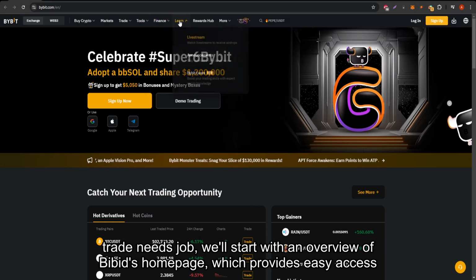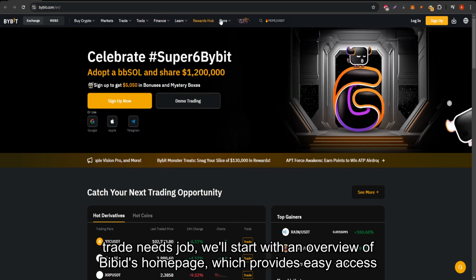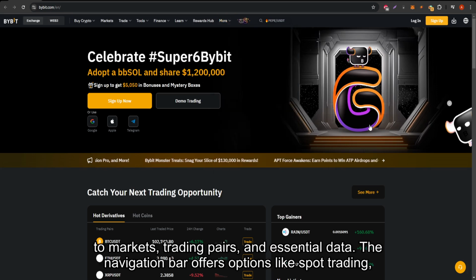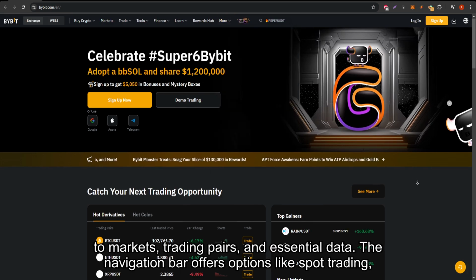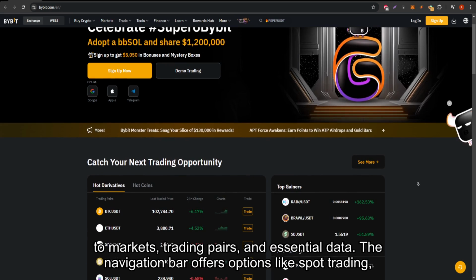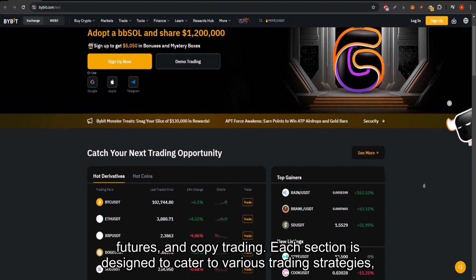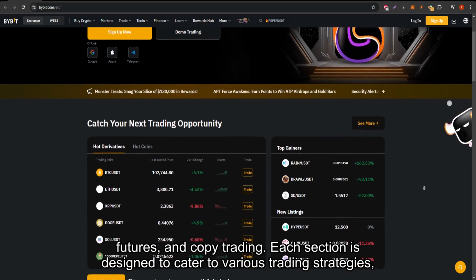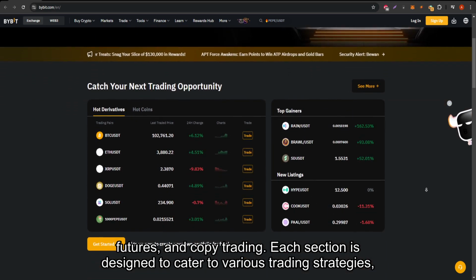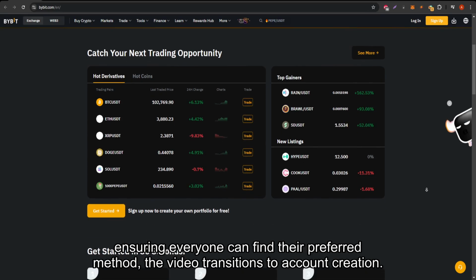We'll start with an overview of Bybit's homepage, which provides easy access to markets, trading pairs, and essential data. The navigation bar offers options like spot trading, futures, and copy trading. Each section is designed to cater to various trading strategies, ensuring everyone can find their preferred method.